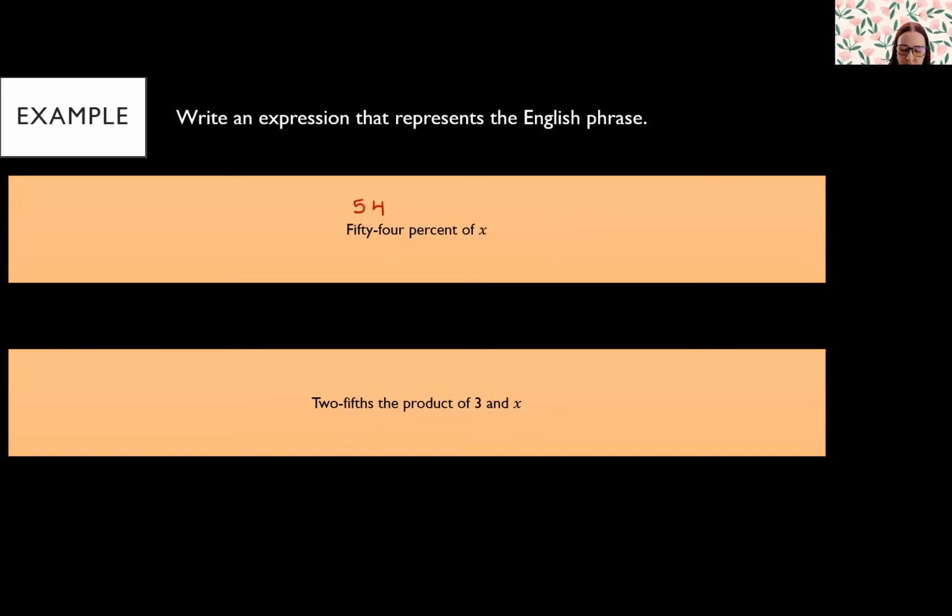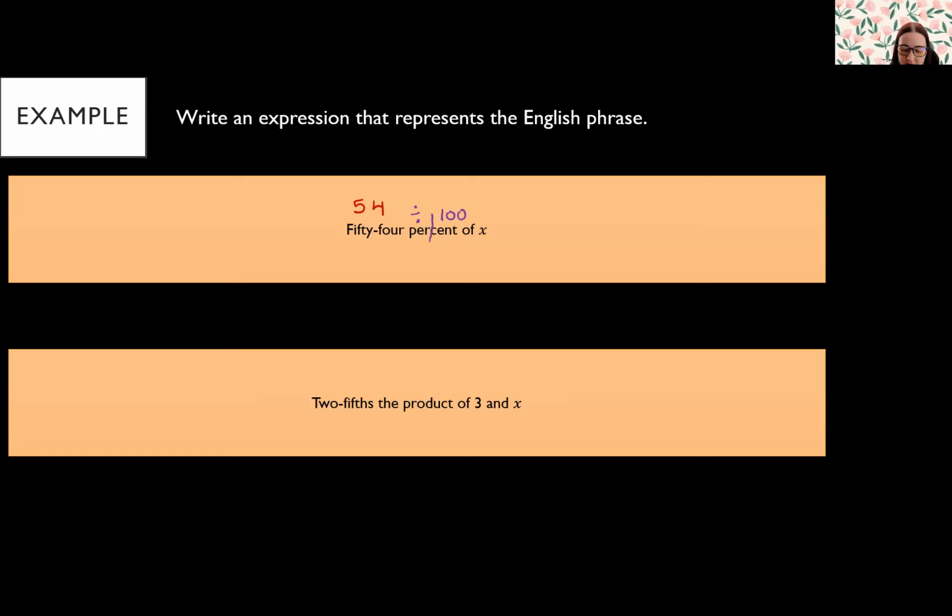And the word percent means divide by 100. So the word per means divide. And then cent is 100. So there are 100 cents in a dollar. There are 100 years in a century. So cent means 100 and the word per means divide. So I translate percent as divide by 100.